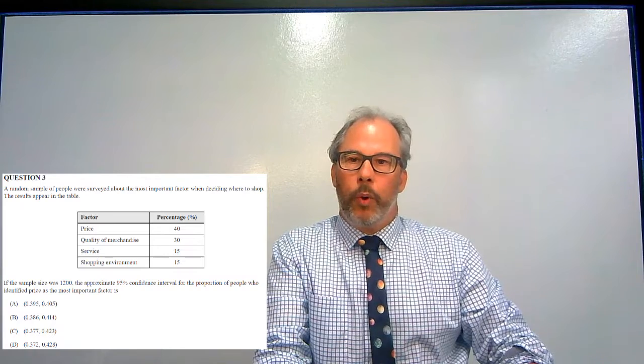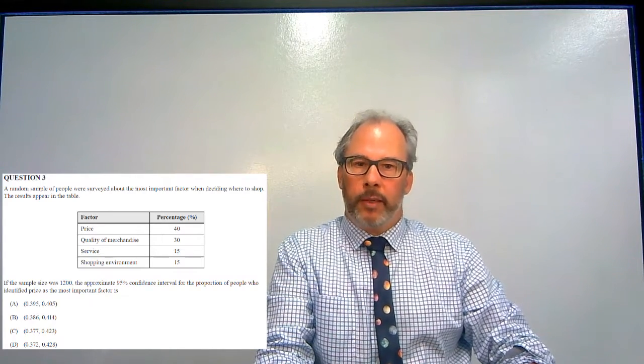Okay, question 3. We've got a random sample of people who are surveyed about the most important factor when deciding where to shop. The results appear in the table. We've got price, quality of merchandise, service, shopping environment. If the sample size was 1,200, the approximate 95% confidence interval for the proportion of people who identified price as the most important factor is A, B, C or D.